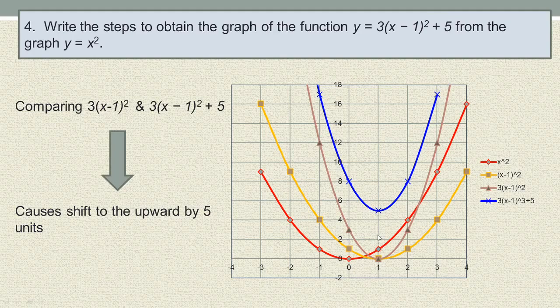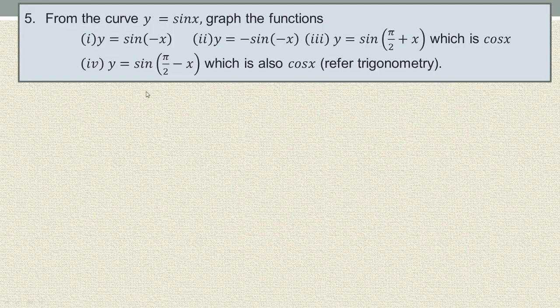So here 1, 2, 3, 4, 5 means in between 4 and 6. So in this way you can draw the diagram. You need to write the steps like this. Clear? Okay, next, fifth one.